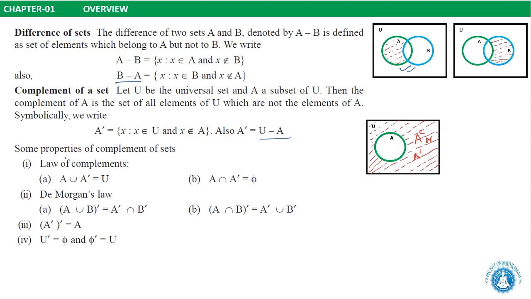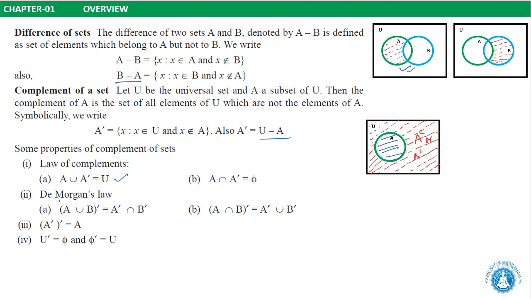Some properties of the complement of sets. Law of complements: the union of a set with its complement is equal to the universal set. Here set A and its complement are shaded in red ink. The union of this one with the whole remaining part is equal to the universal set. The intersection of A with its complement equals the null set.